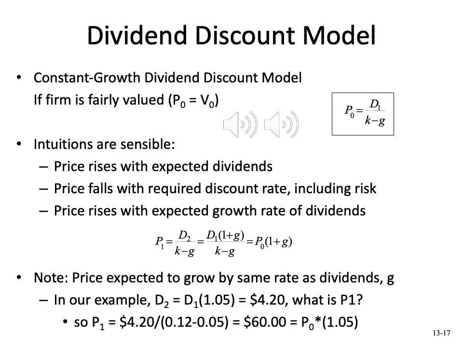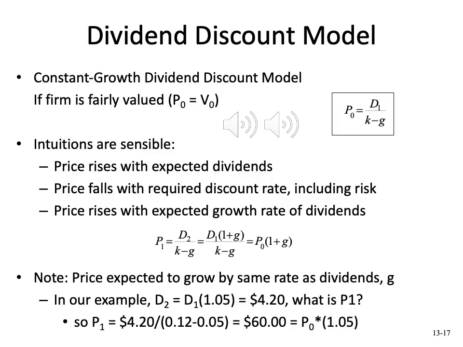So P0 equals D1 divided by k minus g. This is the basic form of the dividend discount model, and we call it the constant growth dividend discount model because here we assume a constant growth rate of the dividends, which is g. If the company is fairly priced, P0, the market value, is going to be the intrinsic value you calculated from this formula, V0.